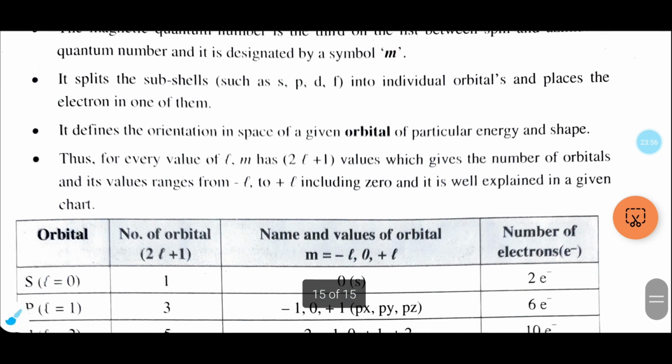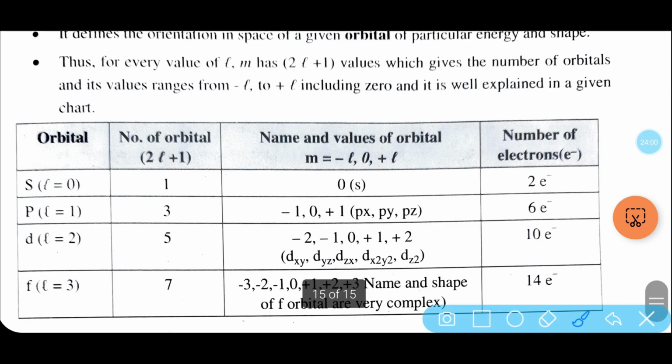Now let us see the values of this magnetic quantum number. If the orbital is s, that means l is equal to 0, when n is equal to 1. So the number of orbitals present is 1. By the formula 2l plus 1, we put the value of l as 0, so 2 into 0 is 0, plus 1. We get 1 orbital, the s orbital, and the magnetic quantum number has minus l, 0 and plus l values. Here the value is 0, and as it is an s orbital, there are 2 electrons.